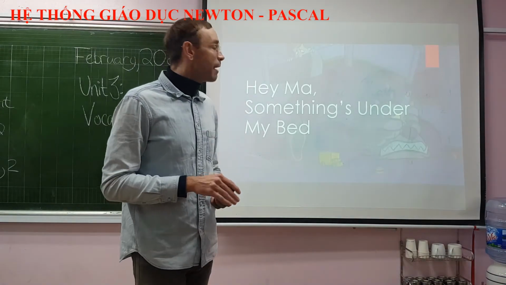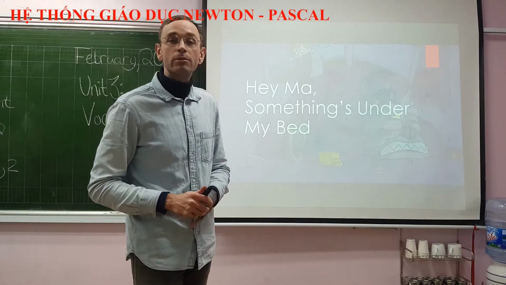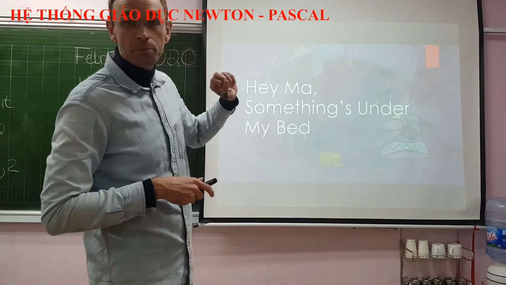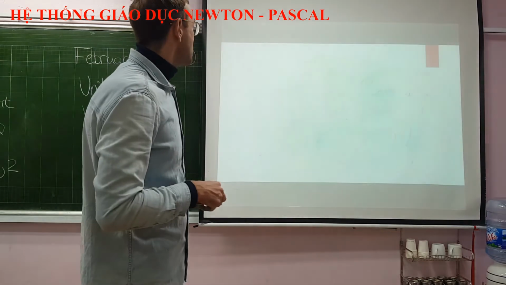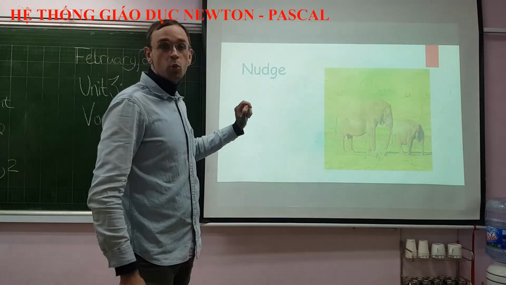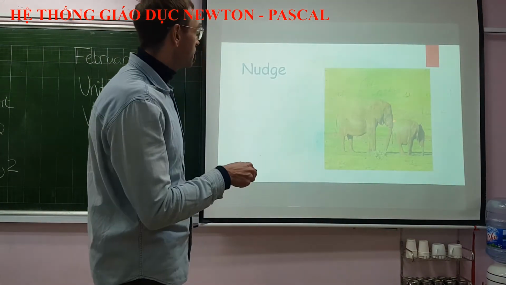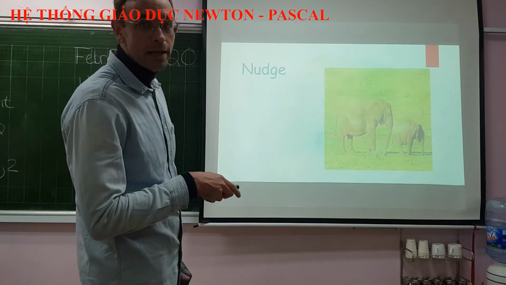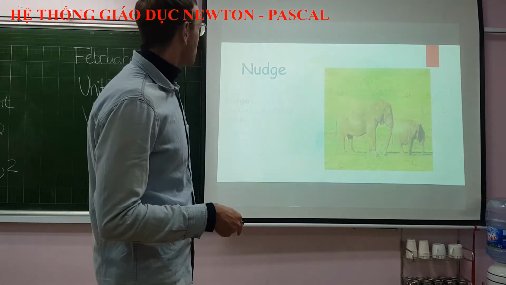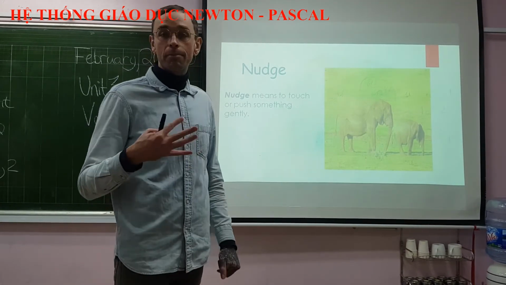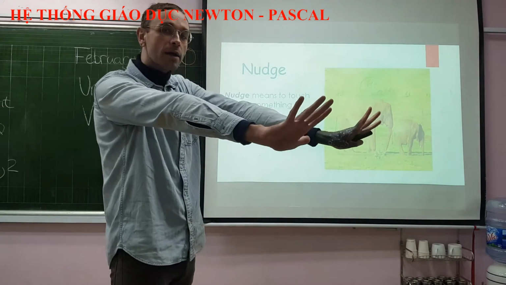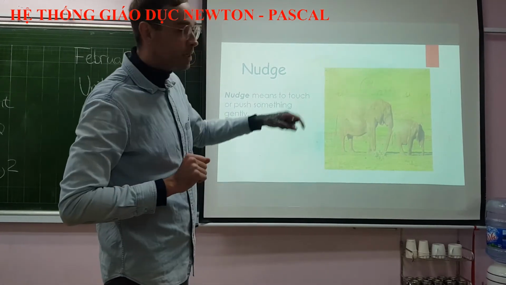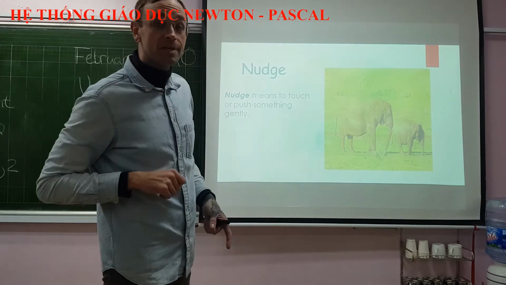Okay, now we have some words from our story that we read about a monster under the bed. Remember, hey Ma, something's under my bed? Okay. So one of our words was nudge. Take a look at this elephant here. This big elephant is nudging the little elephant with its nose. Nudge means to touch or push something gently. So not hard, but very gently. You can nudge someone with your elbow, or you can nudge someone with your nose if you're an elephant.